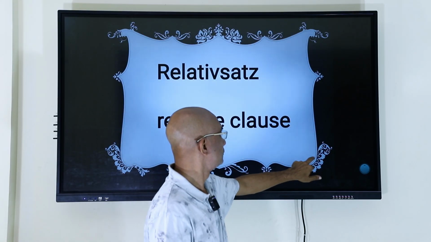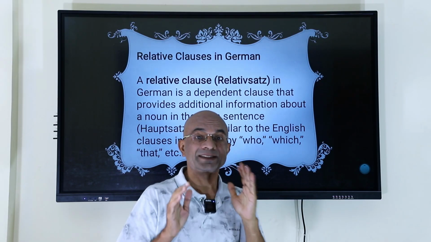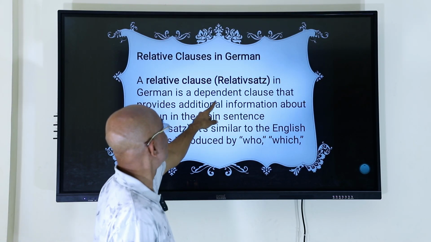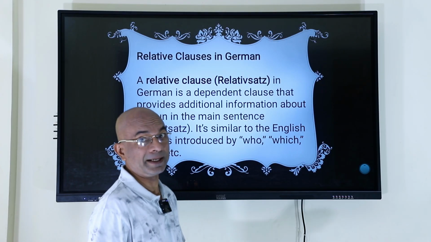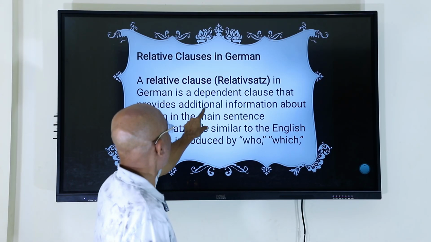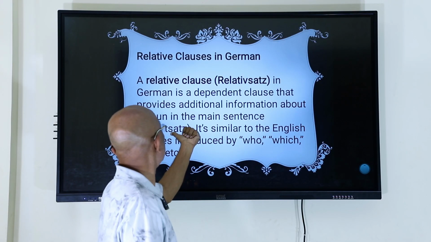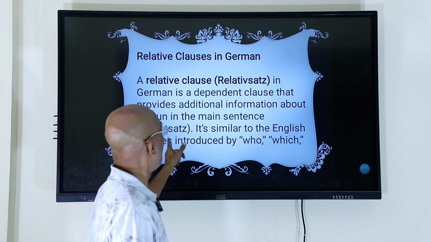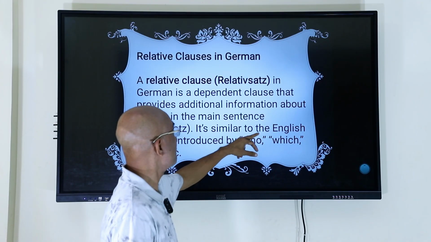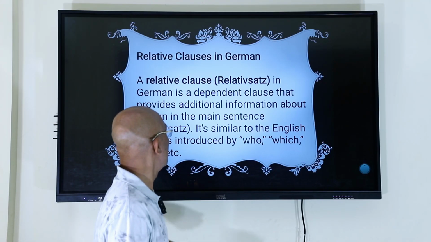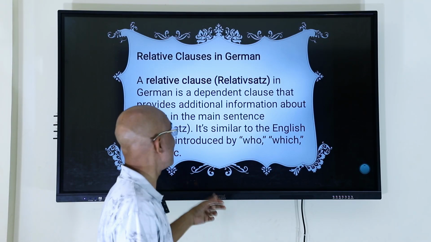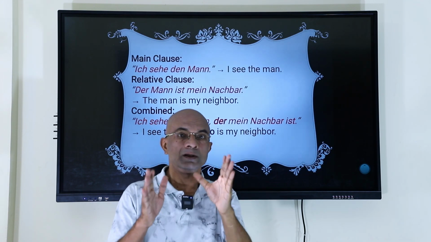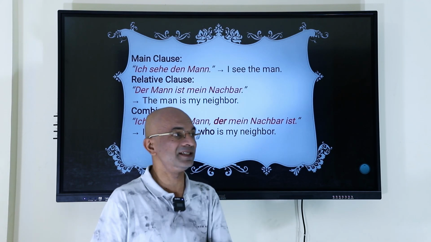Relativsätze. So, what is a Relativsatz? Relativsätze in German is a dependent clause. It's a dependent clause that provides additional information about a noun in the main sentence, or the Hauptsatz. It is similar to the English clause introduced by who, which, that, etc. Okay? We see one example and I will explain in detail.